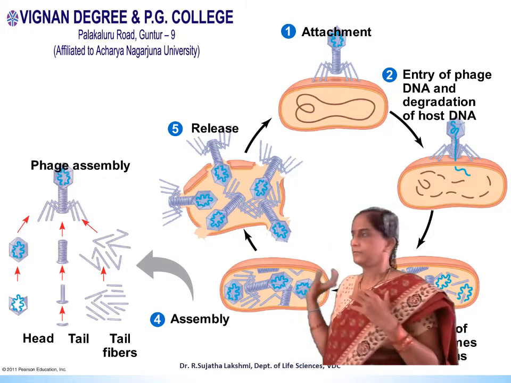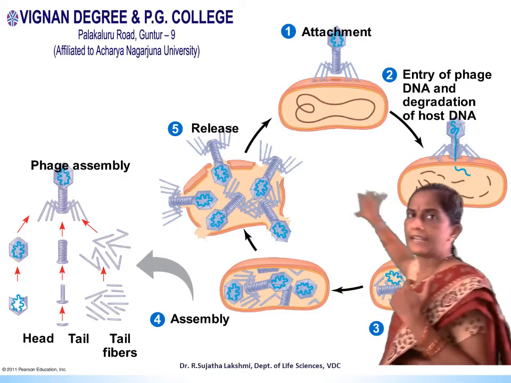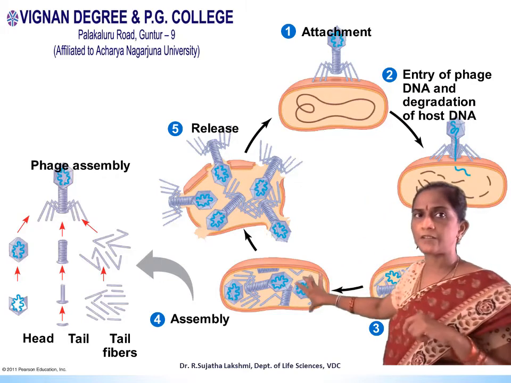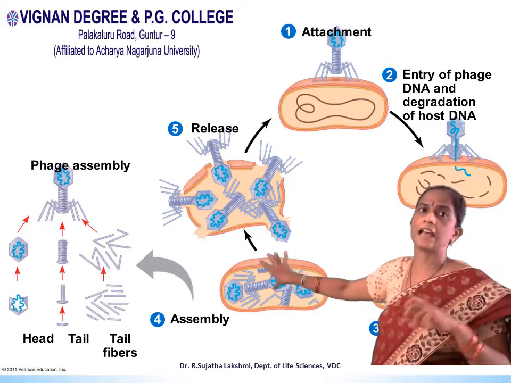Here, the whole cycle is exhibited. You can see attachment, entry, and the different parts being synthesized. After that, as we already studied, assembly will happen. Assembly and phage attachment.